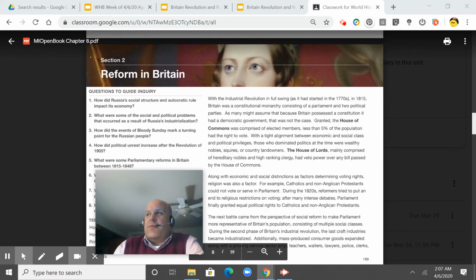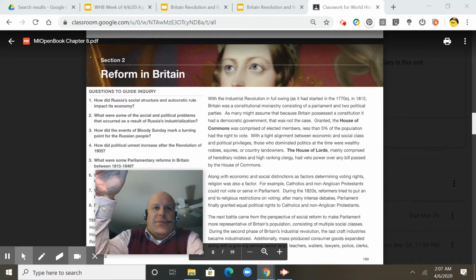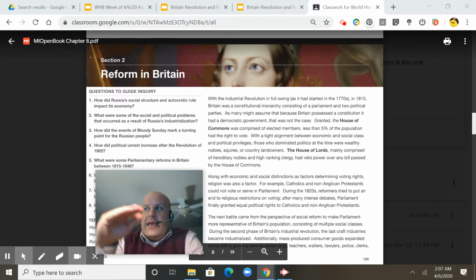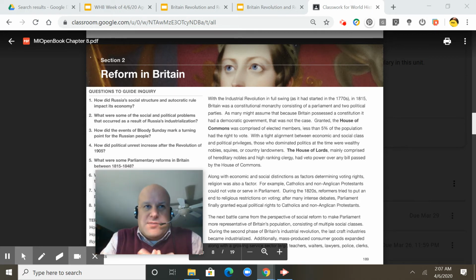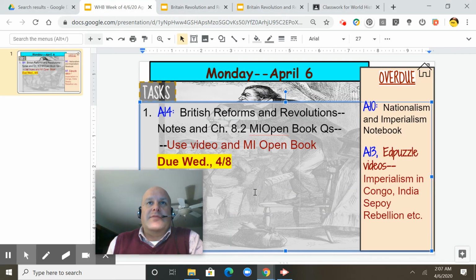Okay. And one of the reasons for that is that the upper house of Parliament, remember Parliament's like Congress, has veto authority over the lower house. The upper house is the House of Lords. And this meant that even if more people wanted certain reform laws passed, it could be vetoed by a smaller percentage. This is one of the underlying problems, and this is described here in the beginning of the MI Open book chapter just now posted. So I literally answered question 1 for you.